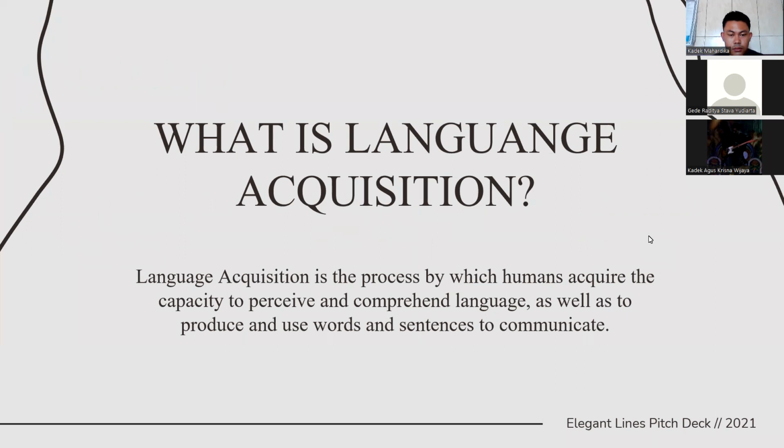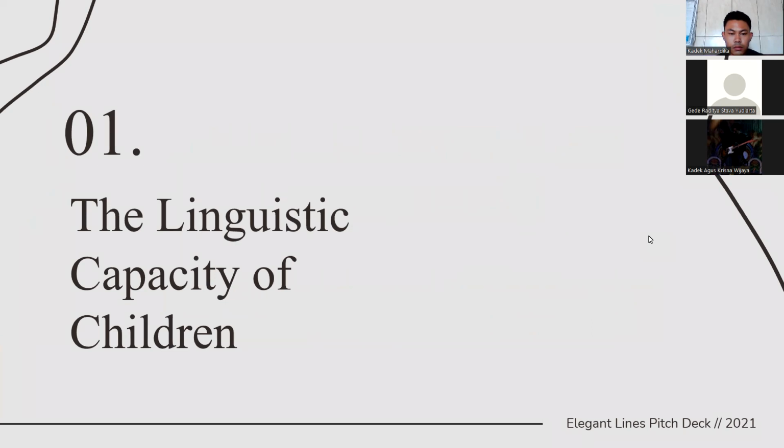For the first topic, which will be presented by me: what is language acquisition? Language acquisition is the process by which humans acquire the capacity to perceive and comprehend language, as well as to produce and use words and sentences to communicate. Next, the linguistic capacity of children.